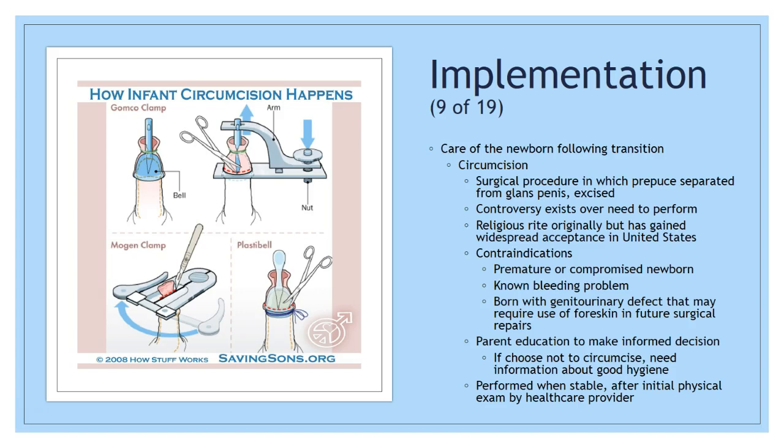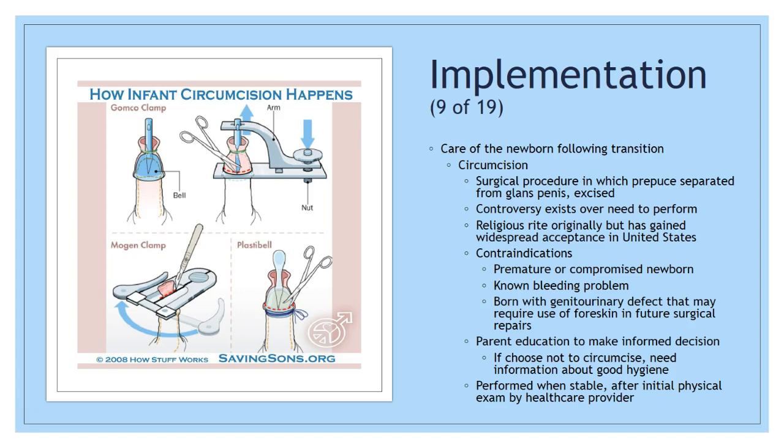Parents need to be educated to make an informed decision whether or not they're going to circumcise. And if they're not going to, they need to be informed about how to keep the little newborn penis clean. So we need to instruct them on how to retract the foreskin and clean around the glans, and then always to make sure that you pull the foreskin back over the glans of the penis and not leave the glans exposed if they're not circumcised.